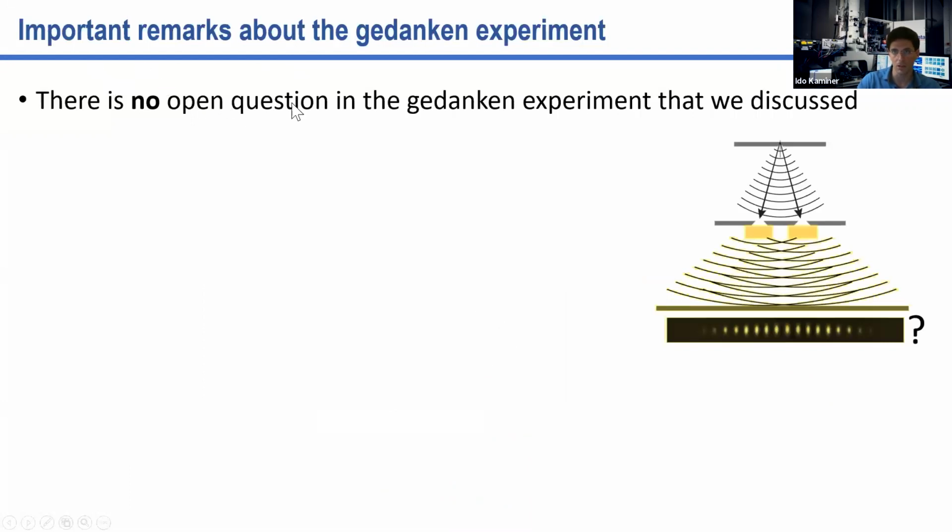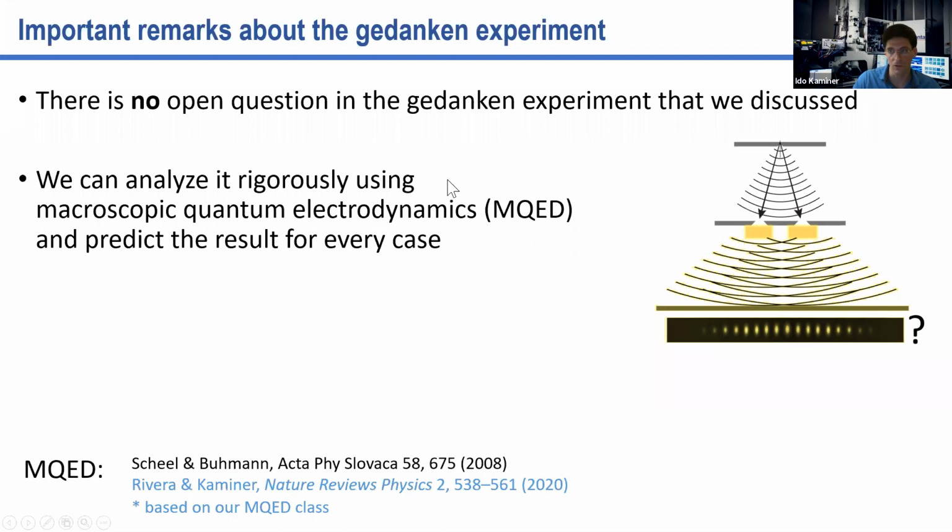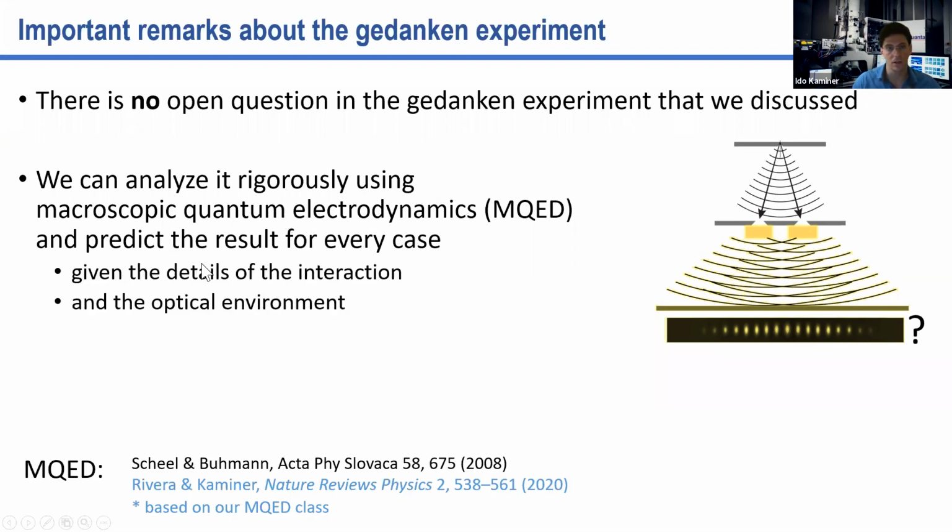And it's important because there is no open question in the Gedanken experiment, or at least not one I'm aware of. Everything we have faced so far, we can analyze rigorously with quantum electrodynamics, or more specifically with macroscopic quantum electrodynamics. Because what we need to do is to capture here the details of the interaction. For example, what is the optical environment? What is the mechanism by which the radiation is emitted?